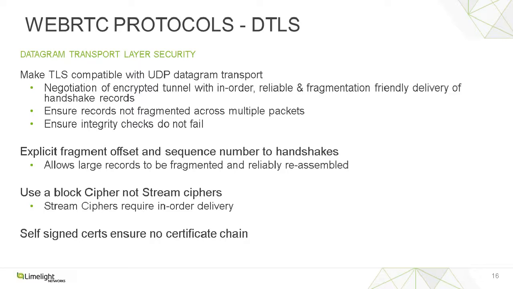So what this does is we can now encrypt our UDP packets. We can do that one at a time, or we can do it in bulk. Our implementation is using a block cipher as opposed to a stream cipher. A block cipher allows you to do it in whatever order, individually, whereas a stream cipher requires extended in-order delivery. And then we're using a self-signed cert so that we don't have any kind of delay with a certificate chain.